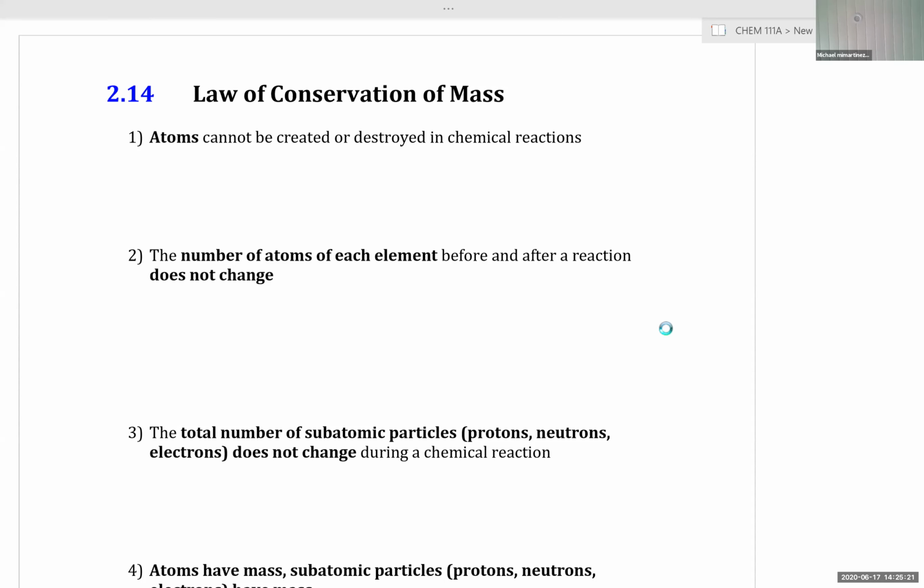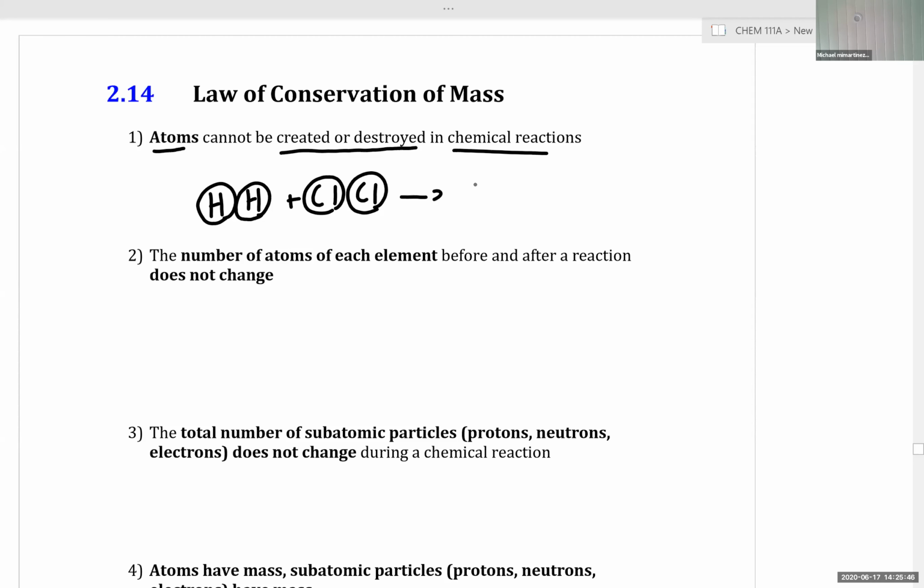Okay, so first and foremost, the law of conservation of mass. Let's walk through the principles behind the law of conservation of mass. Atoms cannot be created or destroyed in chemical reactions. So for example, if I try to react hydrogen with chlorine to generate hydrochloric acid, the number of atoms of each element before and after a reaction does not change.